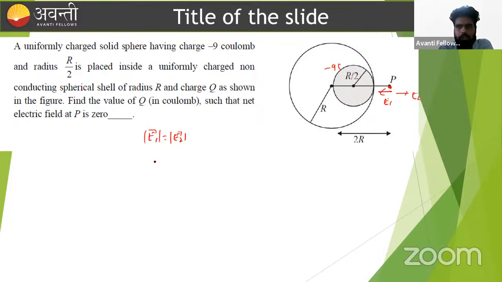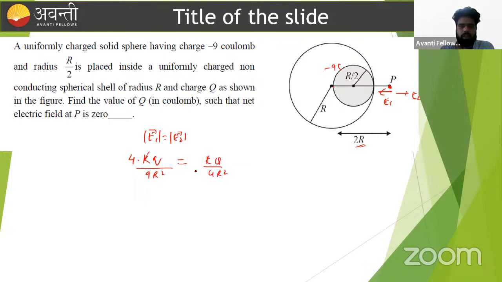Correct, sir? What value will we write for E1? We know that outside the shell, whether cylinder, solid or hollow, the field is KQ by R square. Suppose the charge is small q and the distance from the center to point P is 3R by 2, so this equals KQ over 9R square into 4. What is the field due to the shell at point P? The distance from the center is 2R, already given in the problem, so this will become KQ upon 4R square.